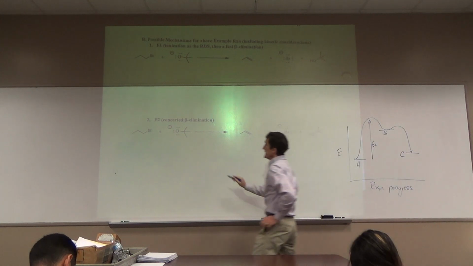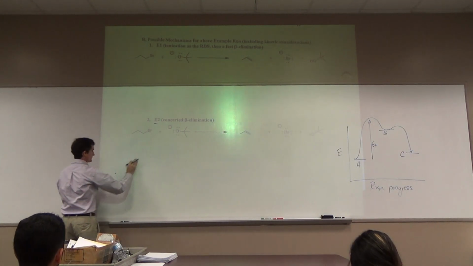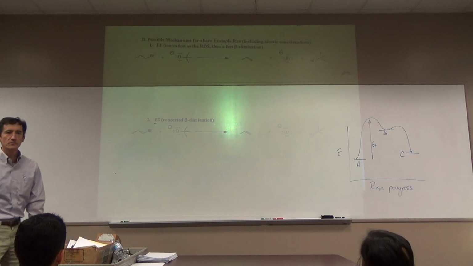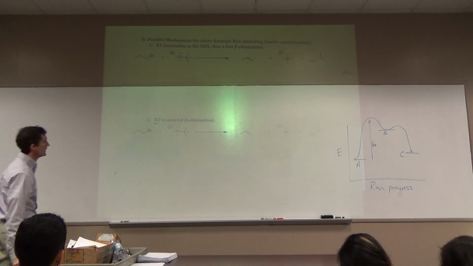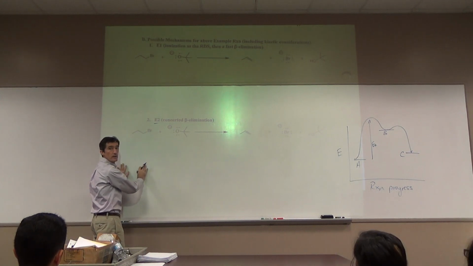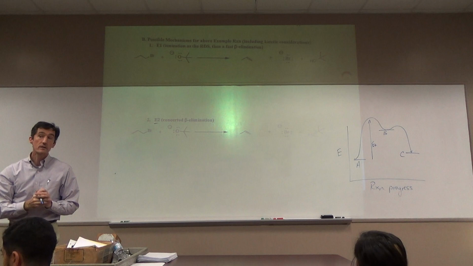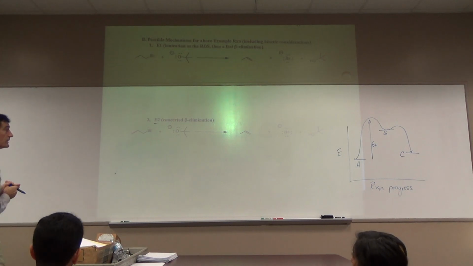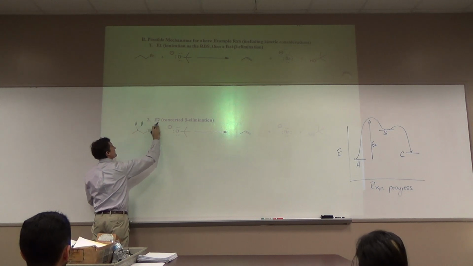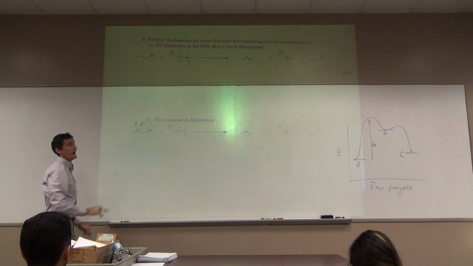Let's do it again, but let's do E2. What's another way we can do this? Show a mechanism. What's another mechanism we can show? The bromine leaves as the oxygen takes the beta hydrogen and the pi bond is formed. Okay. Either you've done some reading or I'm just really smart.